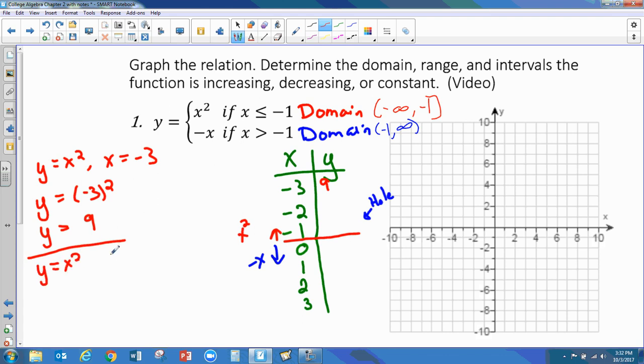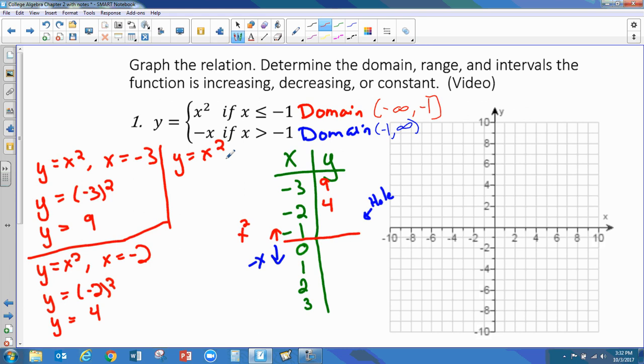Y equals x squared, and x is equal to -2. So I'm going to plug this into my equation. Y equals -2 quantity squared. If you put this in your calculator, make sure that you're putting in the negative as well as the 2 in parentheses because we want the negative to be squared as well. So we get out 4. And then we have the next one, y equals x squared, and this time we have x equals -1. Y equals -1 squared. Y is equal to 1. So there are my points for this part of the equation.